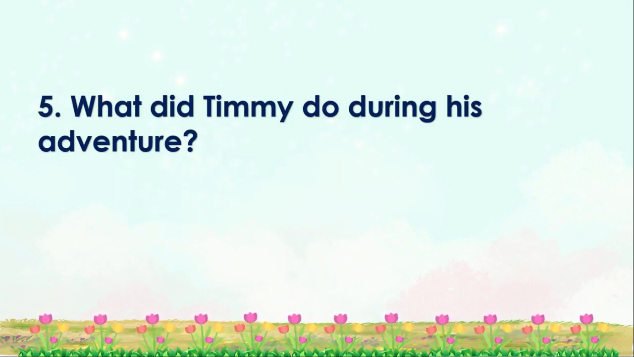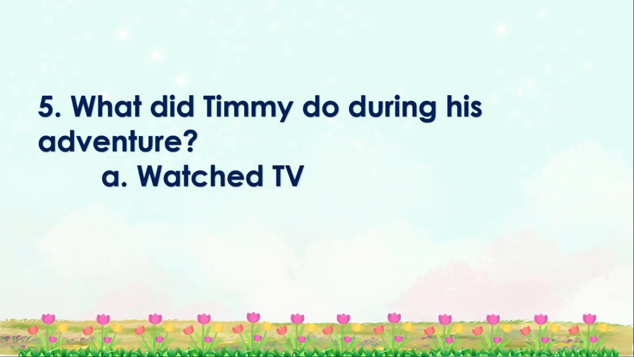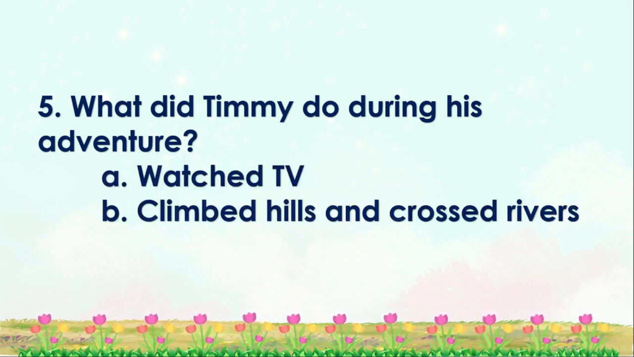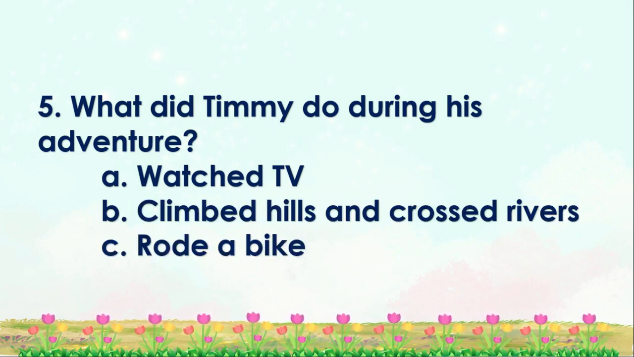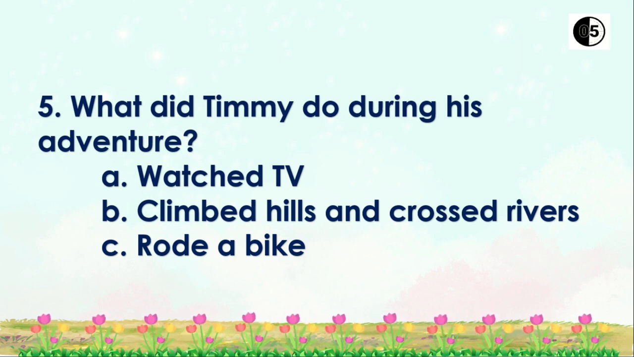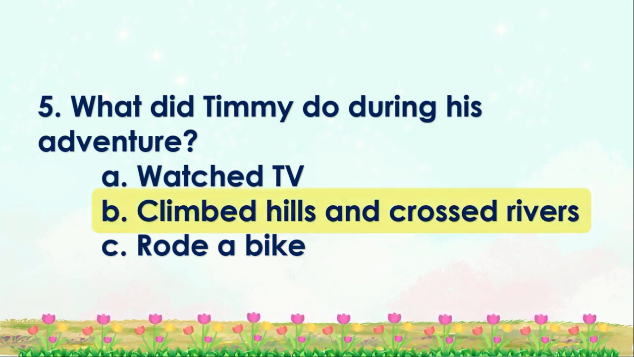Number 5. What did Timmy do during his adventure? A. Watch TV. B. Climbed hills and crossed rivers. Or letter C. Rode a bike. You're right. The correct answer is letter B. He climbed hills and crossed rivers.